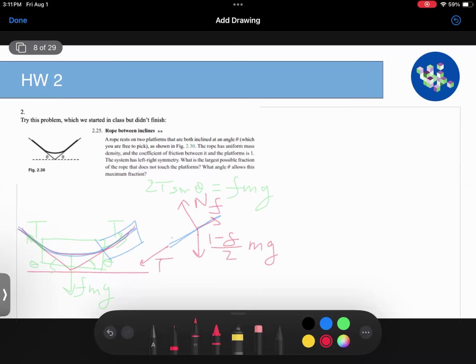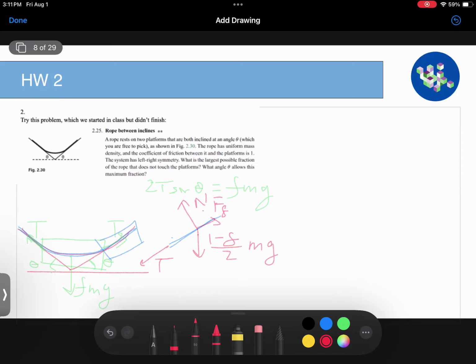And then, of course, for there to be force balance, there has to be a friction force to the right. We want to maximize the fraction of the rope that's not on the platform. And for naming purposes, let me not call that f. I'll call the friction force Ff. Do not confuse it with the fraction, okay?